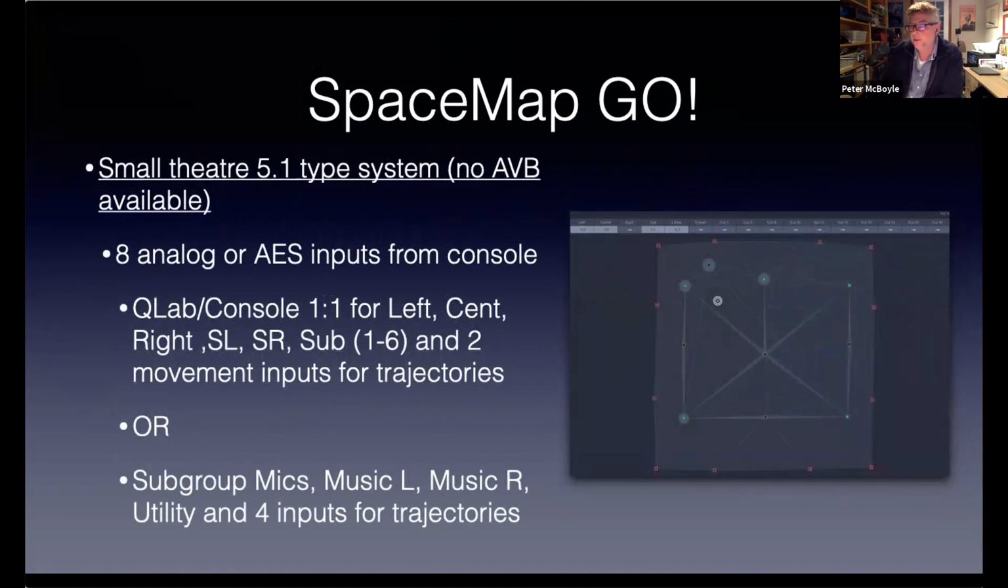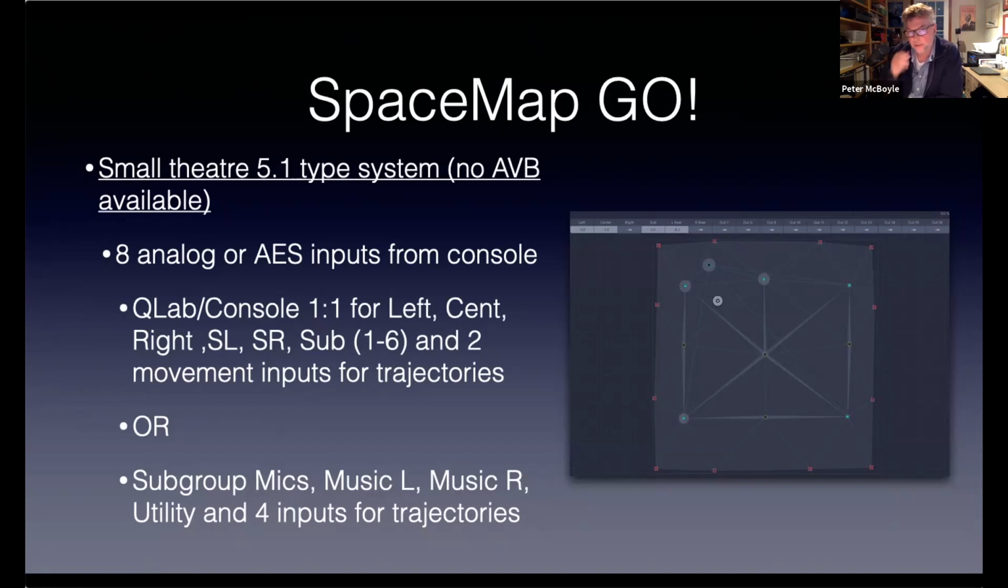So in a small theater with like a 5.1 type system that has no AVB available, I would use the 8 analog inputs or AES inputs from the console. And I might set them up as QLab console 1-to-1, for example, so assuming we're running with QLab. So what I mean by that is your left out of your QLab goes straight through to the left out within the Galaxy. I'd use that for the first 6 inputs.